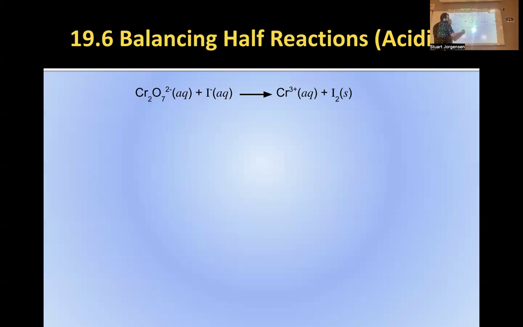Put them together. 14H plus floating around in solution is combining with our Cr2O7 2 minus, also in solution, and our 6I minus, also in solution, to form 2 of our chromium ions, 7 waters. State symbol on water, liquid, thank you, plus 3I2(s). I think we get to be done because we were already in an acidic solution. Don't have to worry about those H pluses. Should be able to double check, yeah?